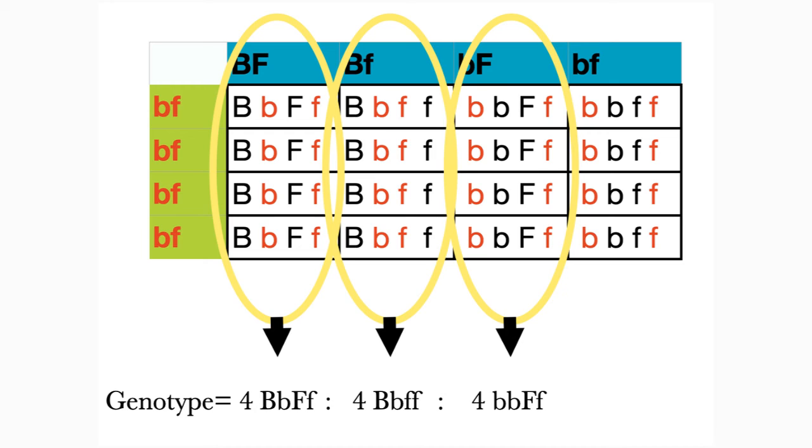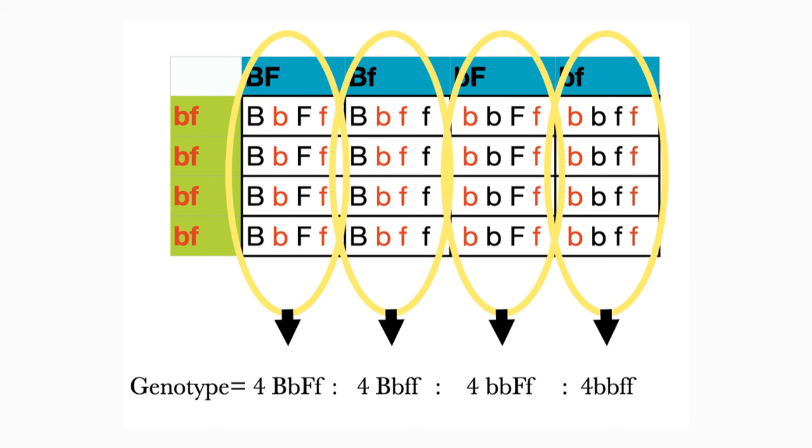Continuing on, third column, 4 lowercase b, lowercase b, capital F, lowercase f. And our fourth and final column, 4 lowercase b, lowercase b, lowercase f, lowercase f. Now it's important to remember that not always are you going to end up with the 4 to 4 to 4 to 4 ratio or 1 to 1 to 1 to 1. But in this case, it worked out that way.